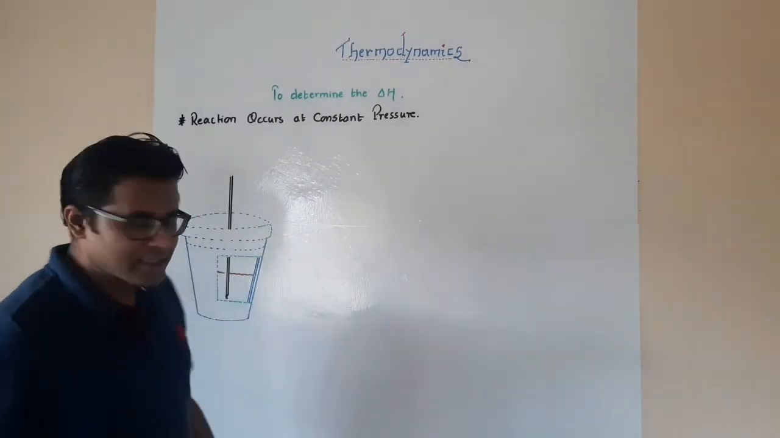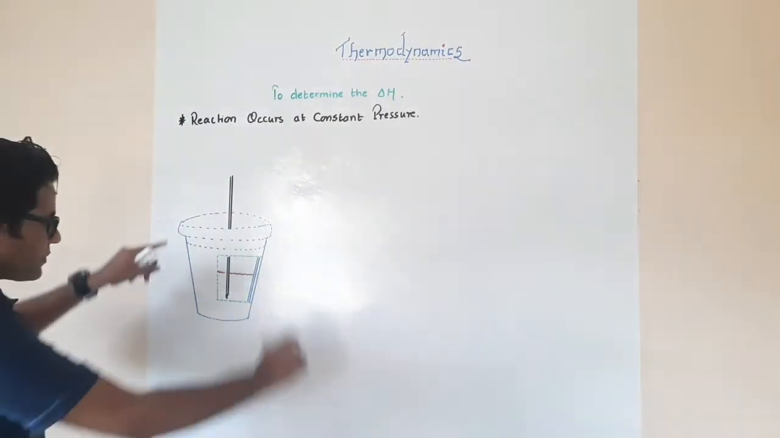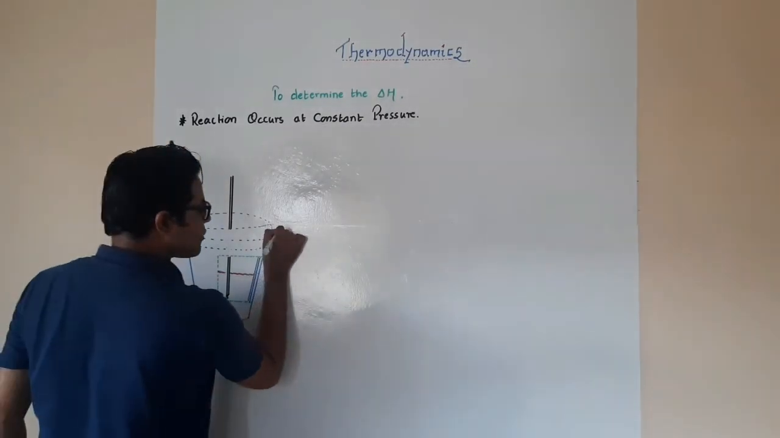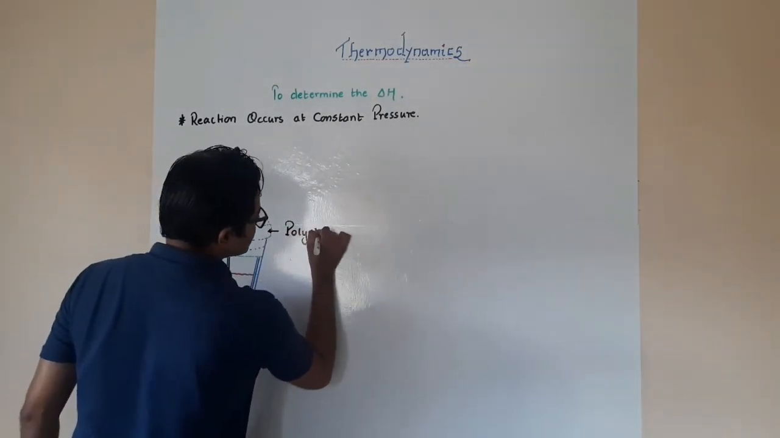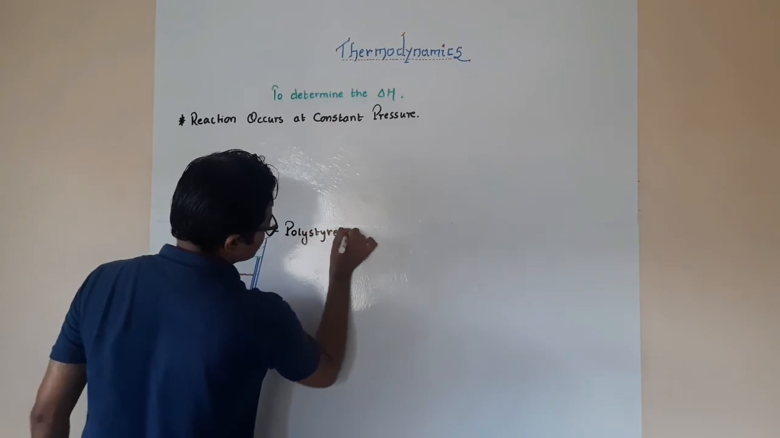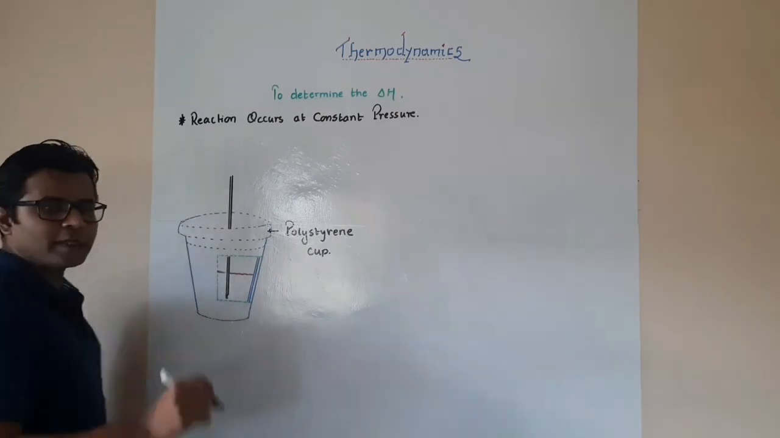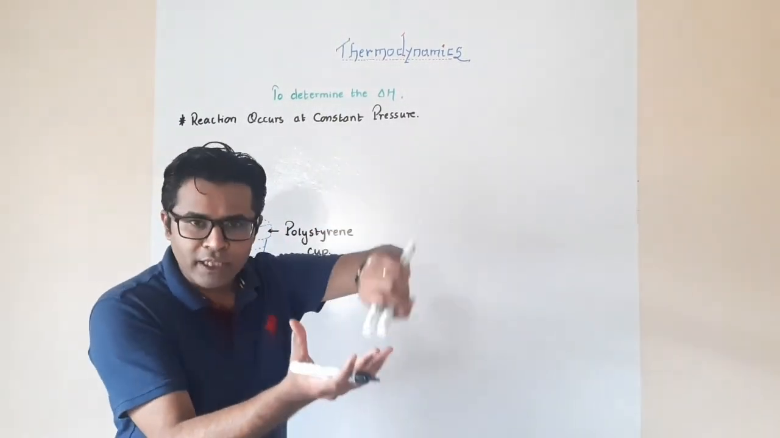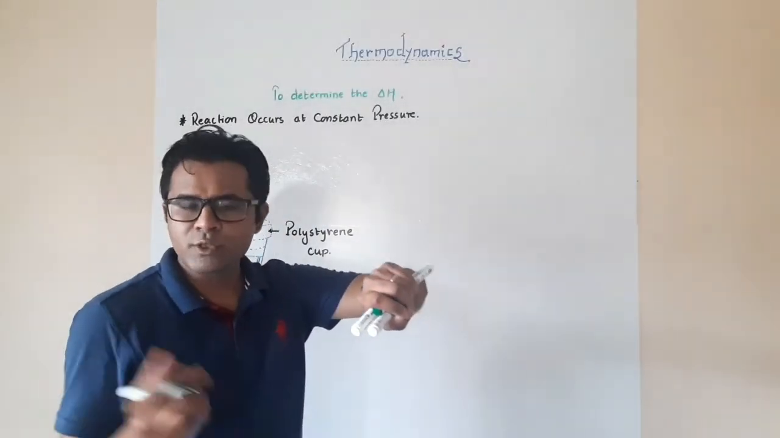So at constant pressure, what we do is take a particular reaction. Let's say this is the reaction system that we have taken. Now this outline of a cup that you see is called a polystyrene cup. And in this cup we are going to take the reaction. Let us say that I have taken water in this cup, and to this water I am going to add a small amount of sodium. So what is going to happen?